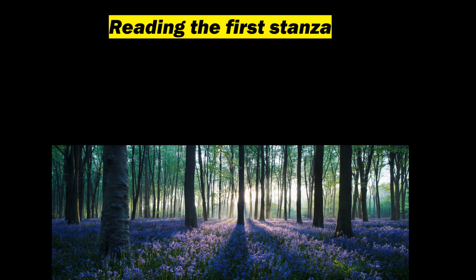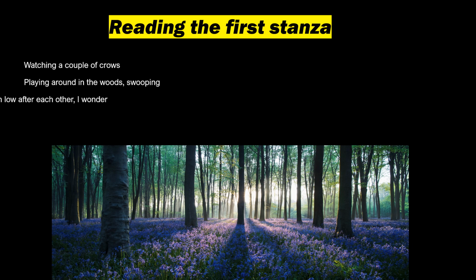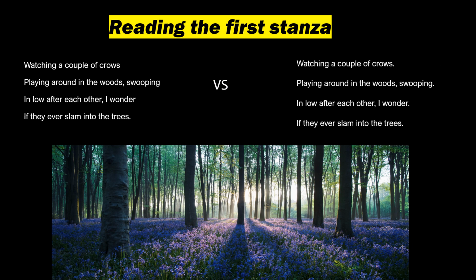So now that we have covered some of those basics, let us move on to the poem in question, The Question Poems Ask by Raab. Starting in the first stanza, and even the first line in that stanza, we see our first example of enjambment. Watching a couple of crows playing around in the woods, swooping low after each other, I wonder if they ever slam into trees. The only line in this stanza that comes to an end stop is the fourth and final line of the stanza. If we were to read this poem without the enjambment, it would sound more like this.